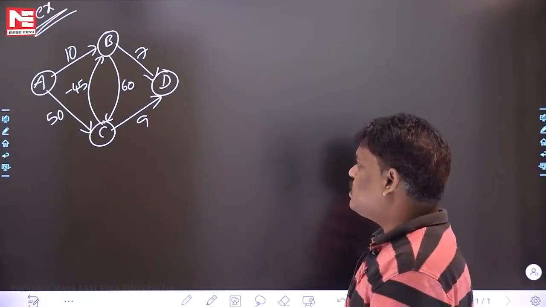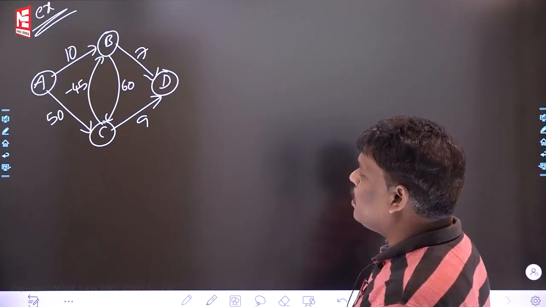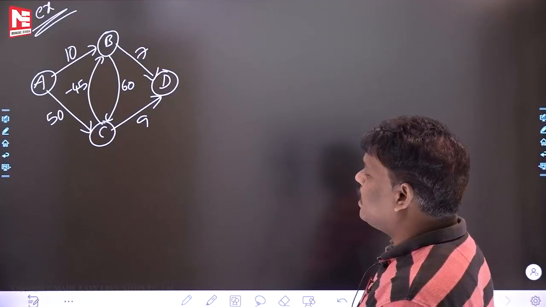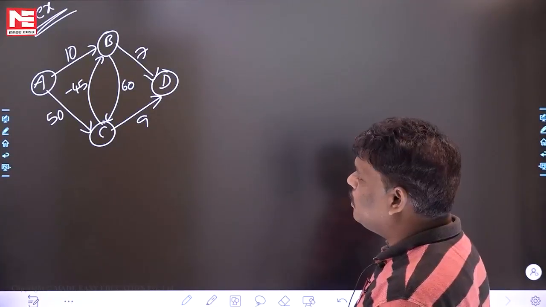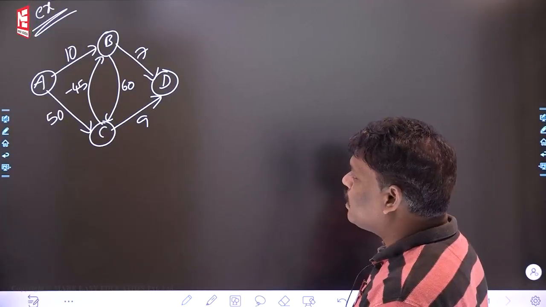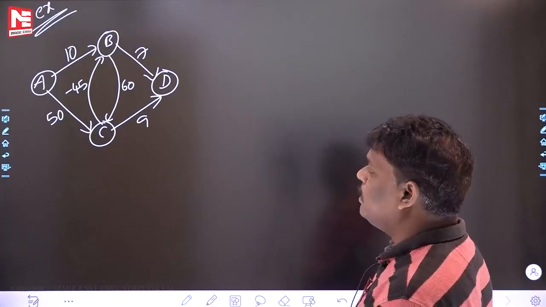See this. If you see this problem, you will see one interesting line. What is that? Can you help me? Is it a weighted graph or unweighted graph? I am not asking directed or undirected. It is directed, that is okay. But weighted or unweighted means weights are there or not? Yes, weights are also there.